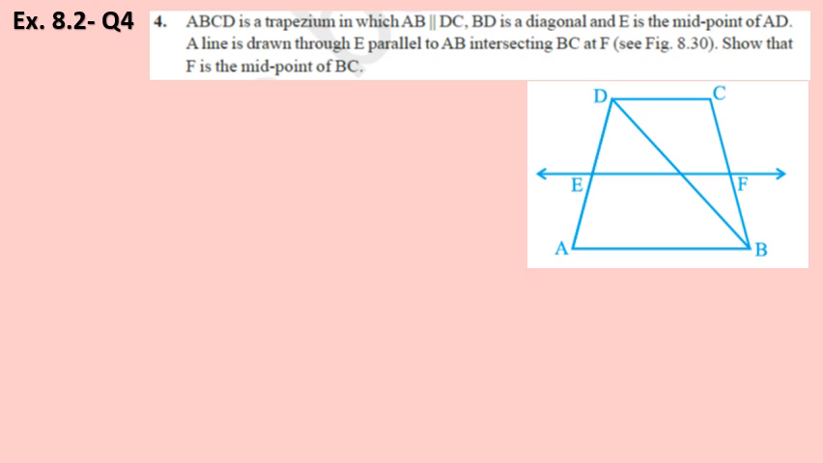Now, question number 4. ABCD is a trapezium in which AB is parallel to CD, BD is the diagonal and E is the midpoint of AD. A line drawn through E parallel to AB intersects BC at F. You can see that in the figure. Show that F is the midpoint of BC.